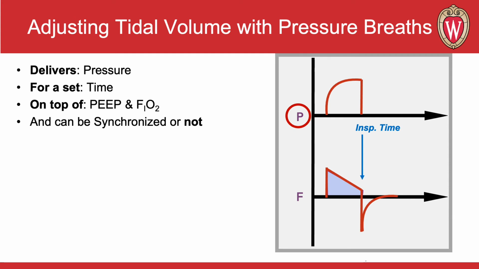Now, when you're in a pressure breath style of breathing, the flow is variable based on the patient and that V equals IR phenomenon. So how do we adjust it? Well, there's not many things you set with the pressure breath. You've picked the pressure, the time, the PEEP, and whether it's synchronized or not. And so there's not many things you need to think about to adjust the tidal volume.